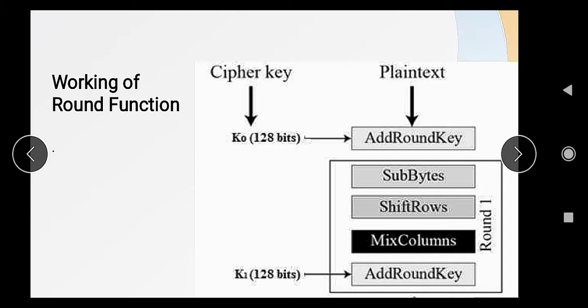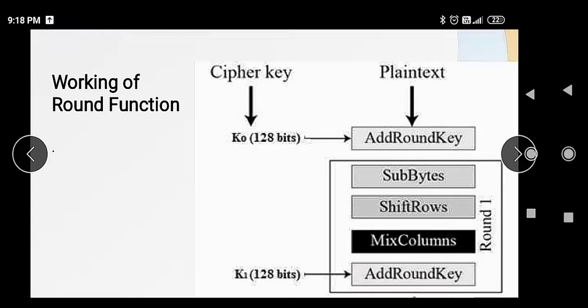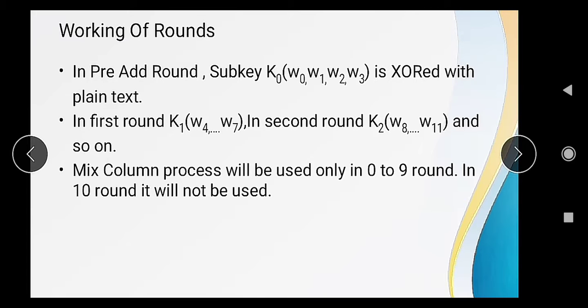Okay, an important thing is that the mix column step is used in only the first 9 rounds. It will not get used in the last round, that is the 10th round. Okay, so working of the rounds. In the pre-round, the sub key K0 is XORed with the plain text. Sub key K0 means it has 4 words, that is 4 sub keys actually, word 0, word 1, word 2, and word 3, which is XORed with the plain text. The output of that will be applied to the next round.